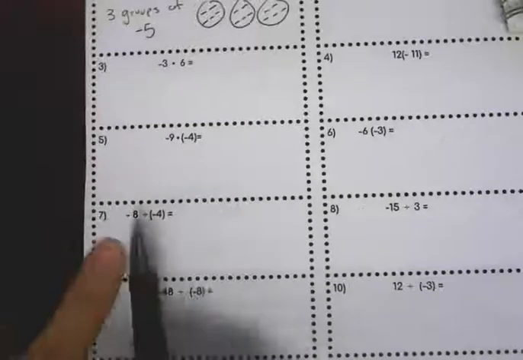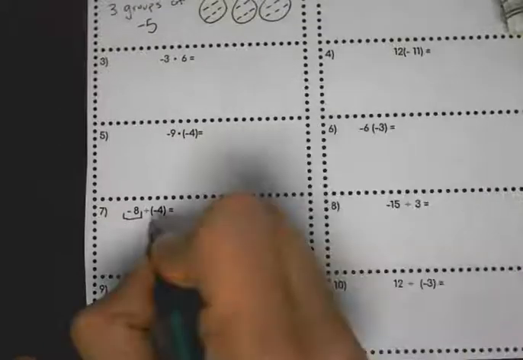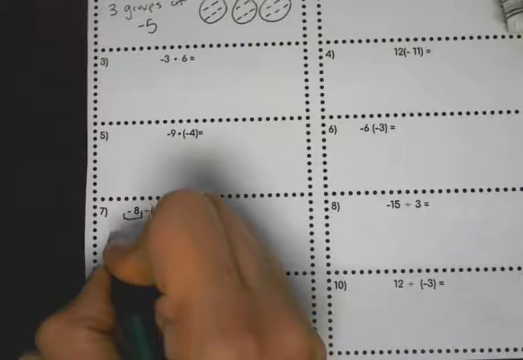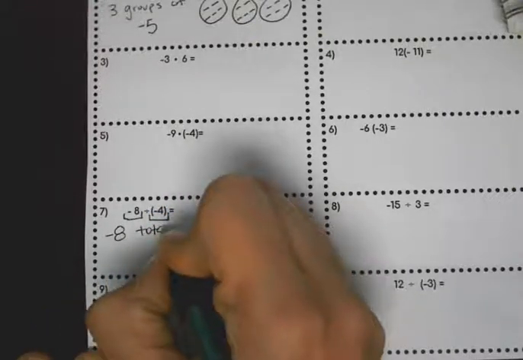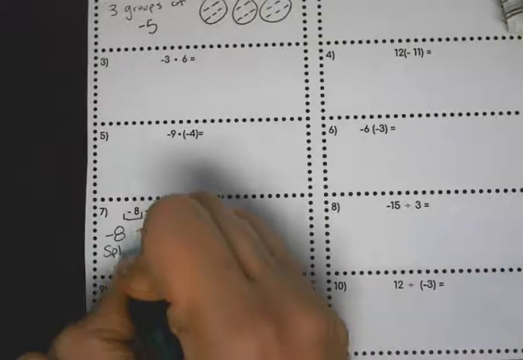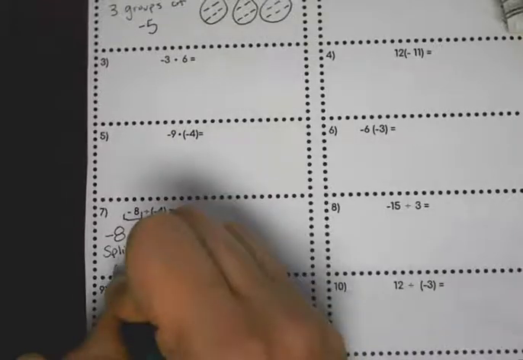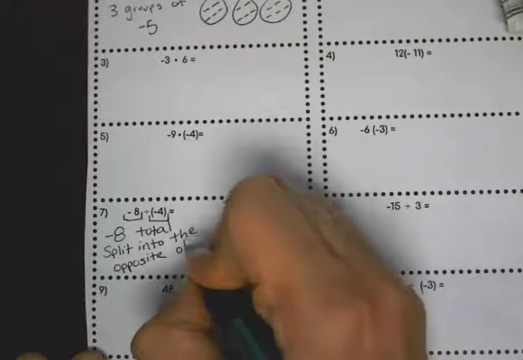Number 7 is where our division starts. And remember, this is going to be the number that I draw, and this is going to be the number of groups. So I have negative 8 total split into the opposite of 4 groups.